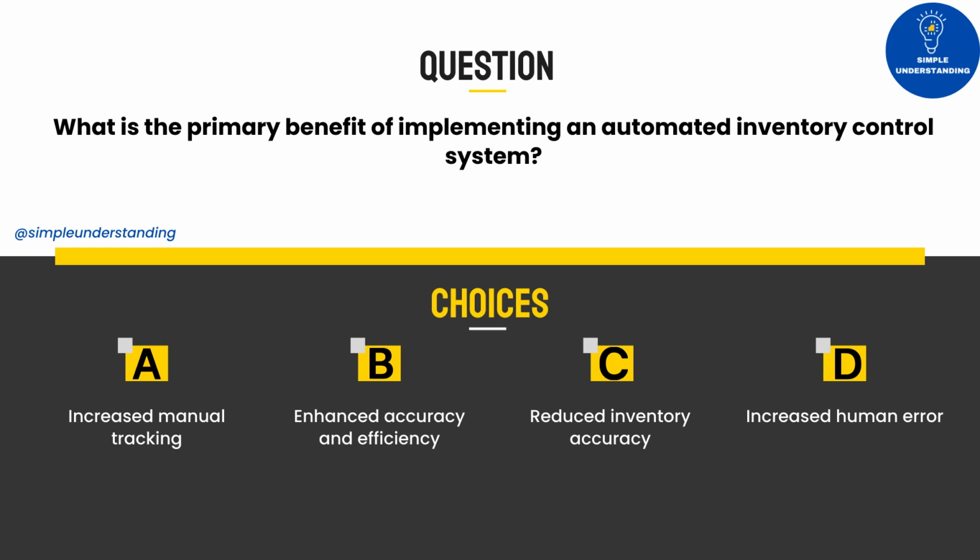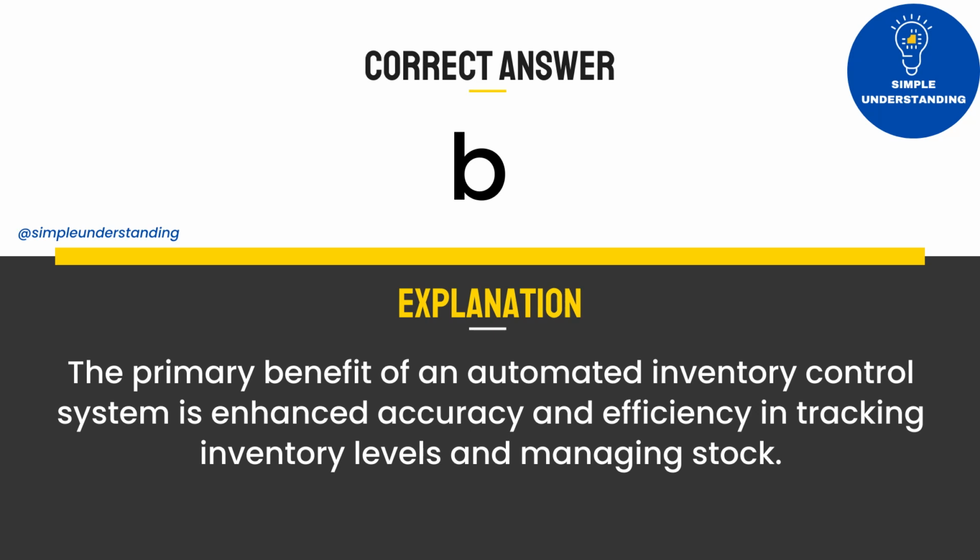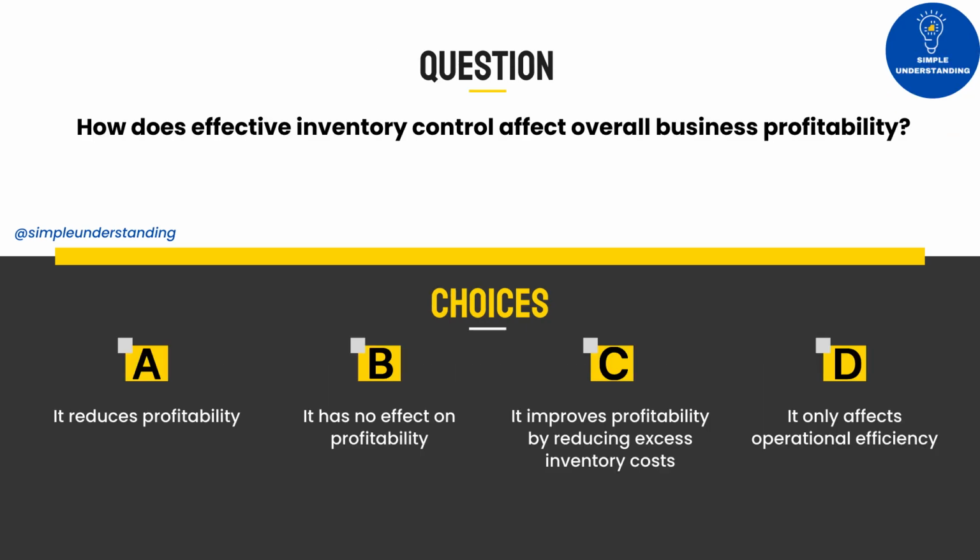9. What is the primary benefit of implementing an automated inventory control system? A. Increased manual tracking. B. Enhanced accuracy and efficiency. C. Reduced inventory accuracy. D. Increased human error. Correct answer: B. Overall explanation. The primary benefit of an automated inventory control system is enhanced accuracy and efficiency in tracking inventory levels and managing stock. 10. How does effective inventory control affect overall business profitability?